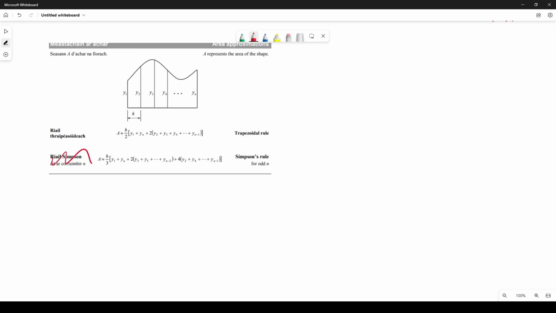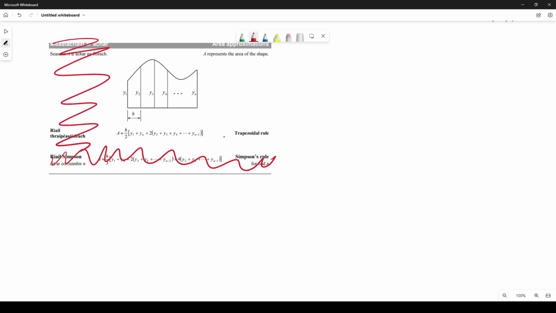You'll never need the Simpson rule. You can ignore that. Obviously, you can cut out the Irish just so it doesn't look as horrendous.